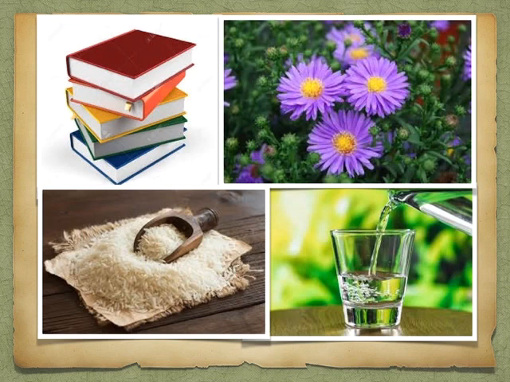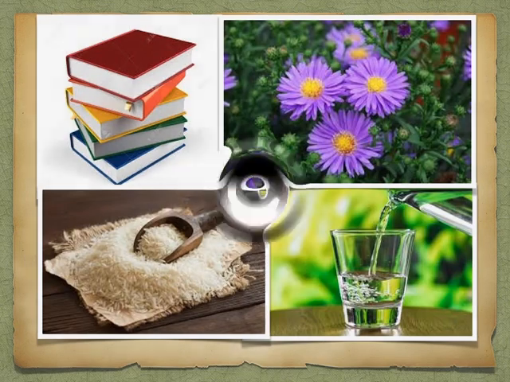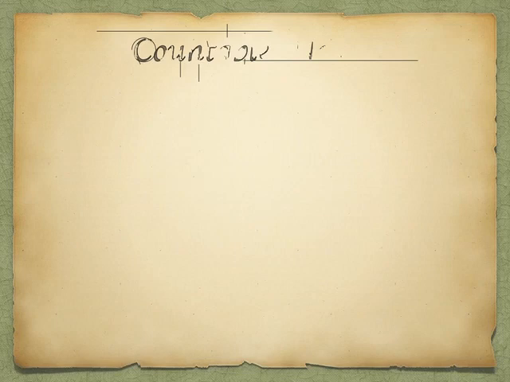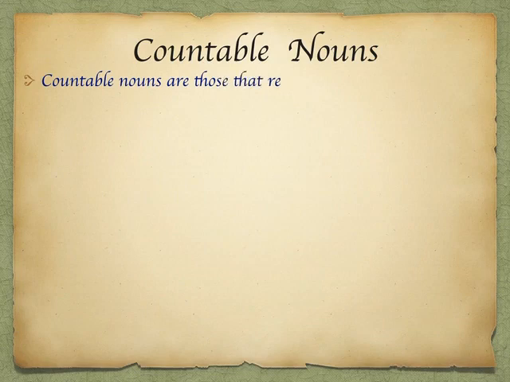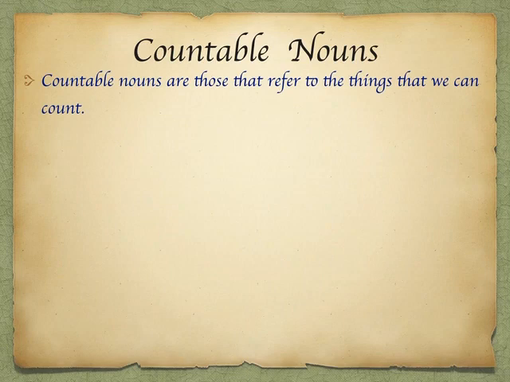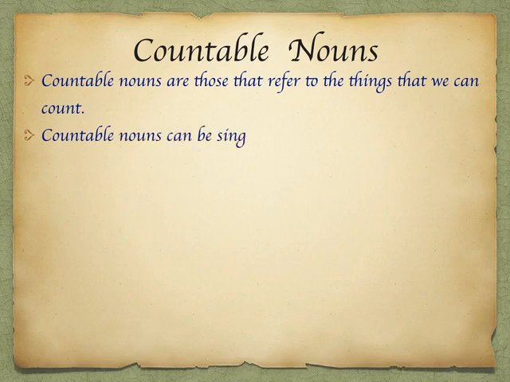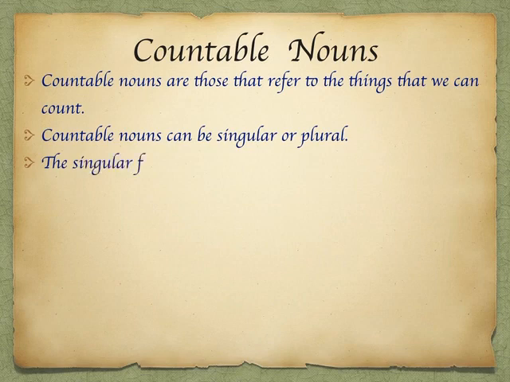So, let's move towards the definition of countable nouns. So what are countable nouns? Countable nouns are those that refer to the things that we can count. For example, books and flowers. Countable nouns can be singular or plural. For example, one book, or 5 books. The singular form can use the article a or an. For example, a book or an apple.